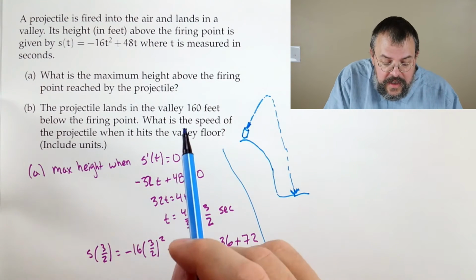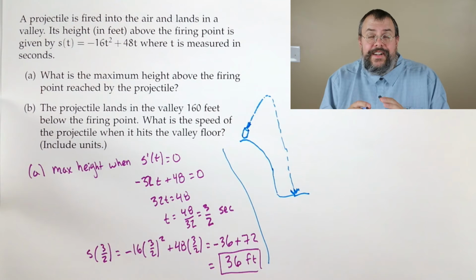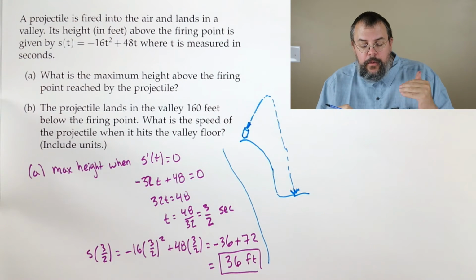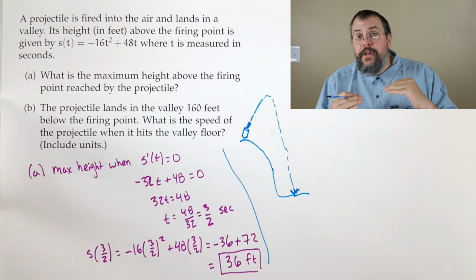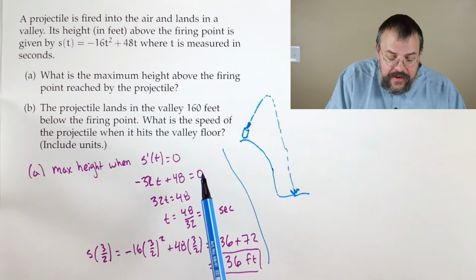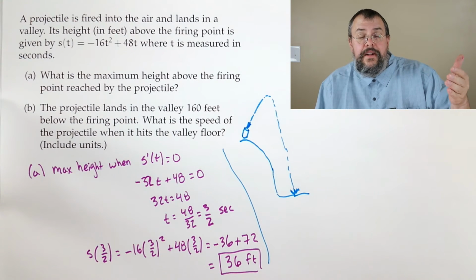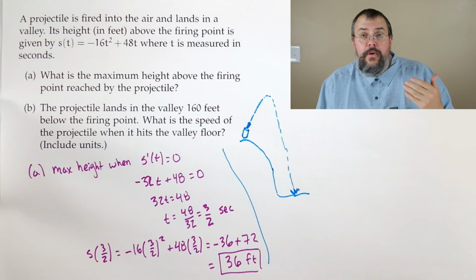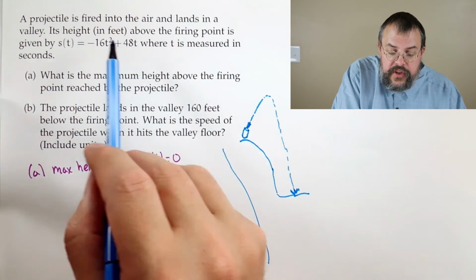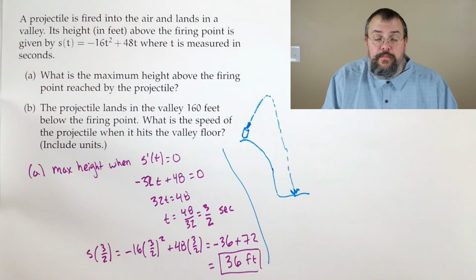Now, notice it's 160 feet below. Let's figure out how to translate that into a formula. So we want to figure out when it lands. See, if we know a time, then we're in good shape. Because if I have a time, I can plug it into the derivative. So I need to know a when in order to do that. So how do I do that? Well, I know where its position is at any given time, so I can ask, where is 160 feet below?